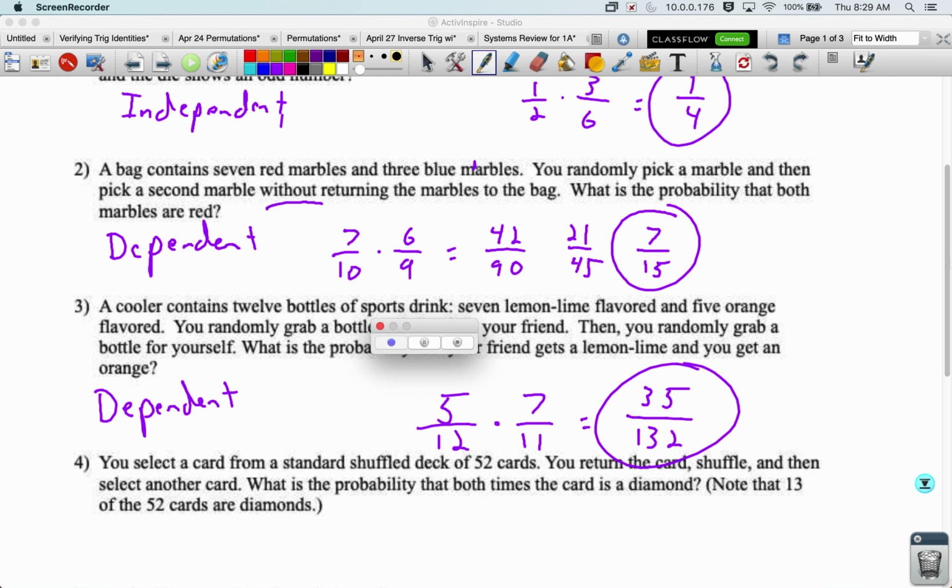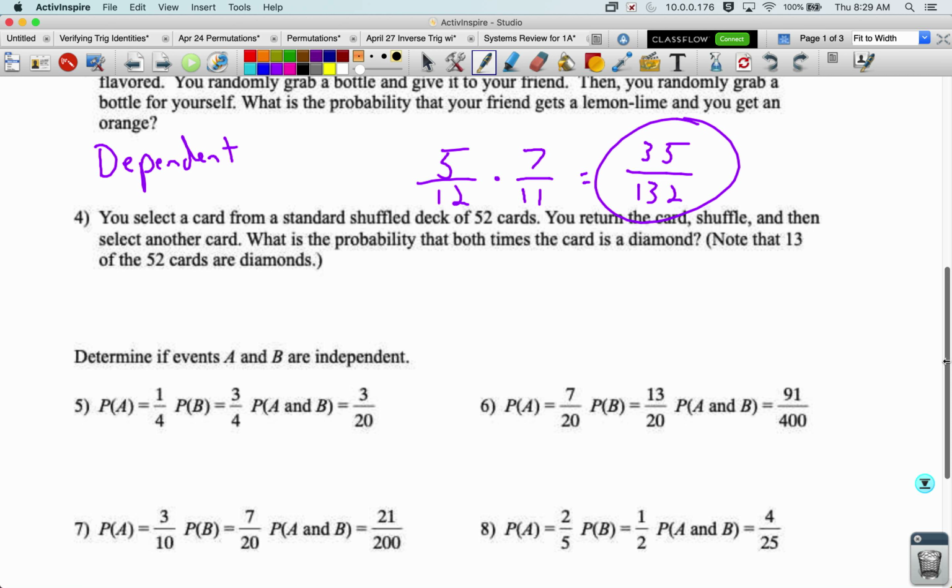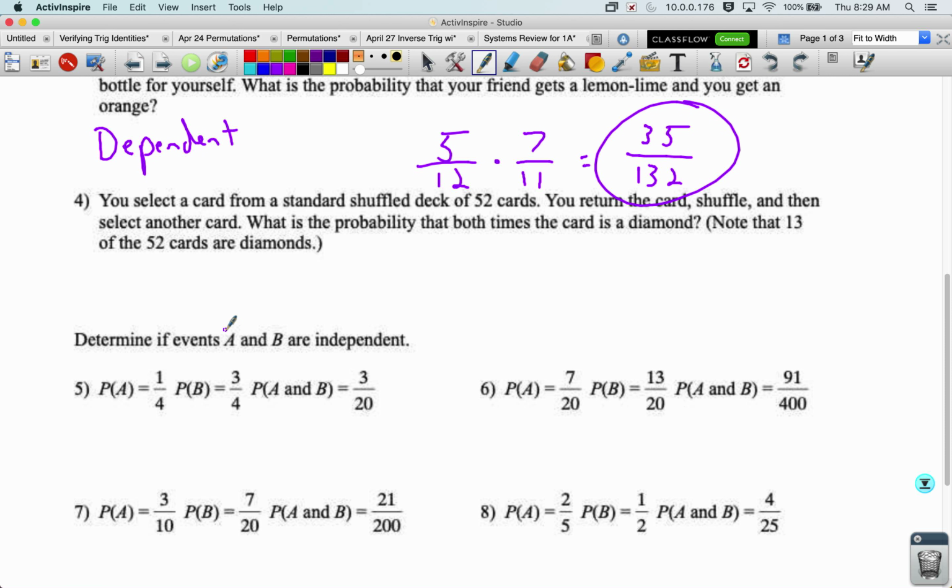All right, let's see. We'll do problem number 4. You select a card from a deck of 52, you return it, shuffle, and then select another card. Because you returned it, this is going to be independent. You could theoretically draw the same card twice. What's the probability that the card both times is a diamond? So 13 out of 52 times 13 out of 52. That's the same as 1/4 times 1/4, which is 1/16.